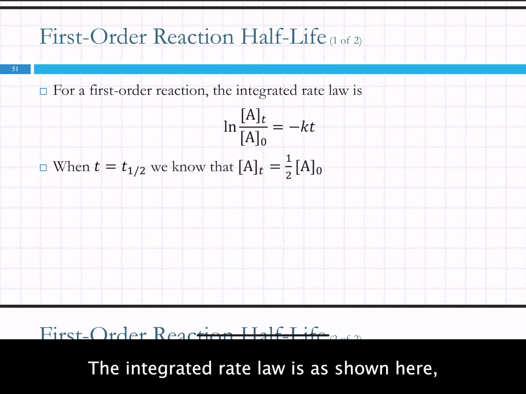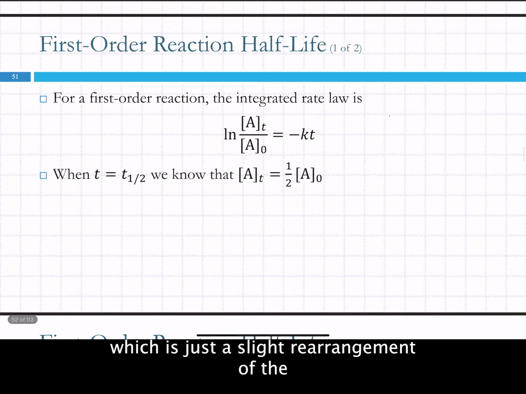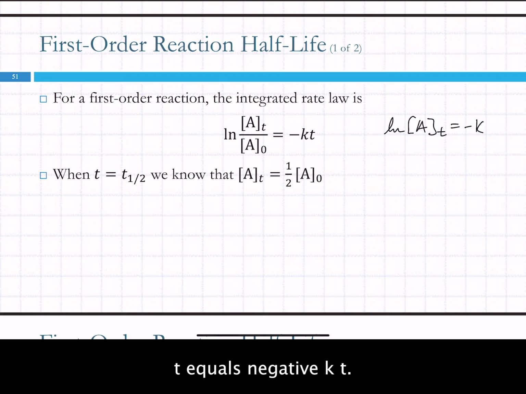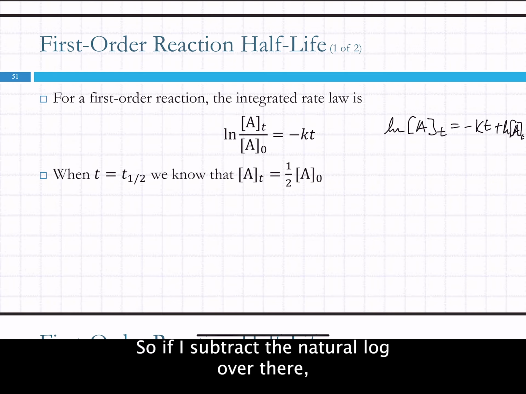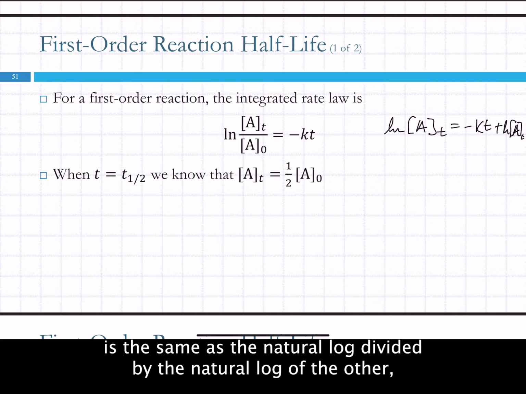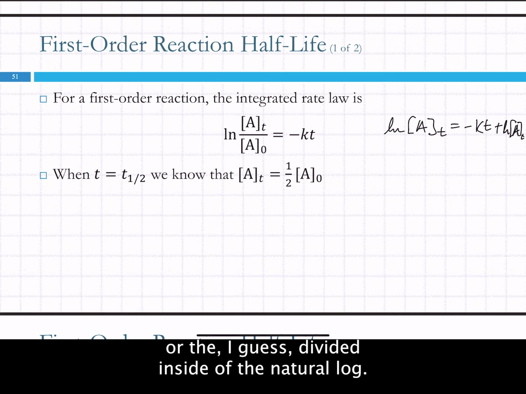So first order reaction, the integrated rate law is as shown here, which is just a slight rearrangement of the natural log of concentration at time t equals negative kt plus natural log of A0. So if we subtract the natural log over there, then the natural log of something minus the natural log of something else is the same as the natural log of one divided by the other, or I guess divided inside of the natural log.